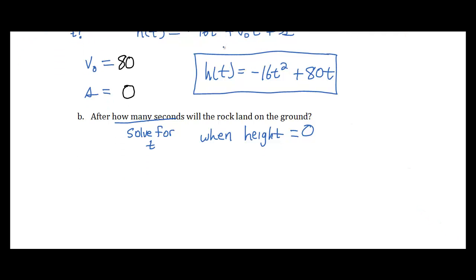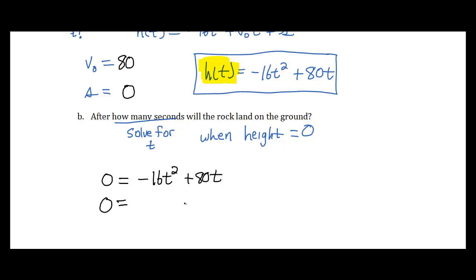Well, this is my height right here. And so I'm going to put 0 in for my height. I get 0 equals. And I want to solve for t. So I'm going to leave t alone and try to isolate it. Well, of course, this is a quadratic equation. And with quadratic equations, we have 4 ways to solve it. Factoring, extracting square roots, completing the square, quadratic formula. This example is probably easiest done by factoring.